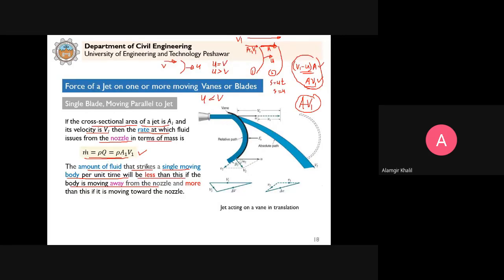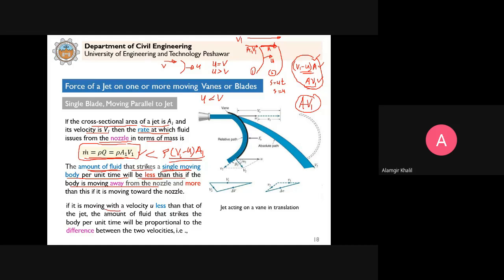So that's why the discharge, when it is hitting a single moving vane, will be less than this value. How much less than this value? Equal to (V1 minus u) times A. This will be equal to rho into (V1 minus u), because the blade is in motion, into A1. It will hit with this, and this is less than this discharge. Clear?